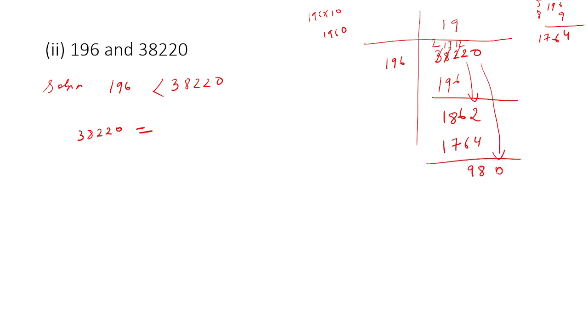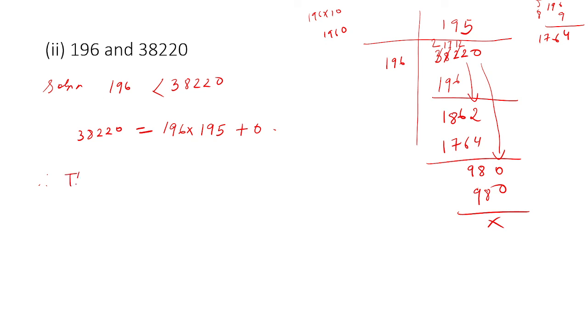So let's see, 196 into 5 is what? 980. What do you get from this? 38,220 is, what is the divisor over here? 196. What is the quotient? 195, and the remainder we got is 0.